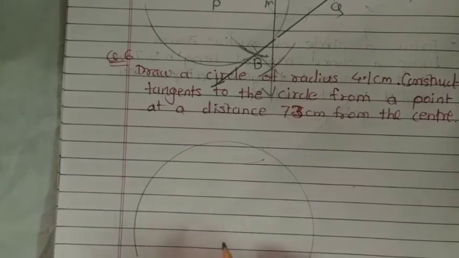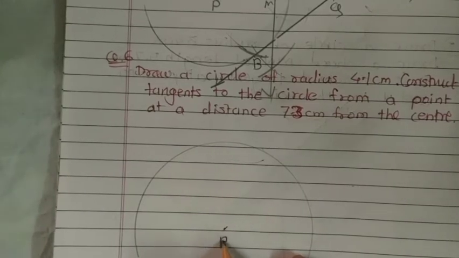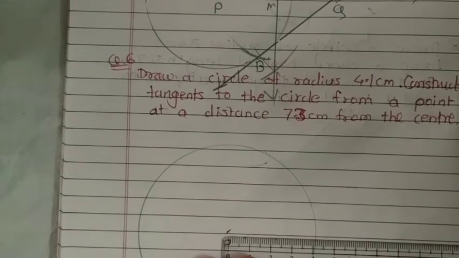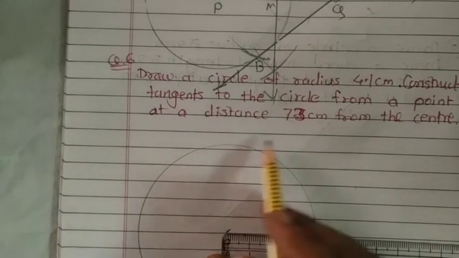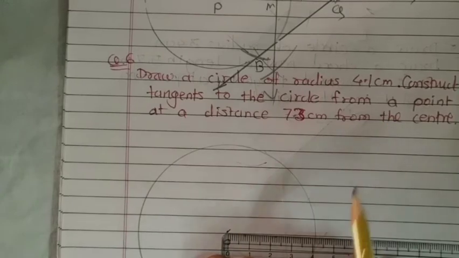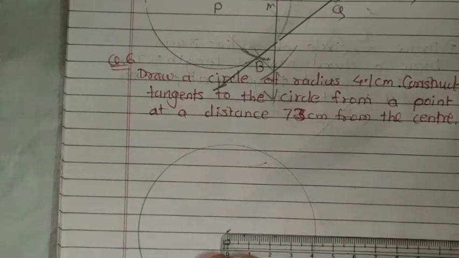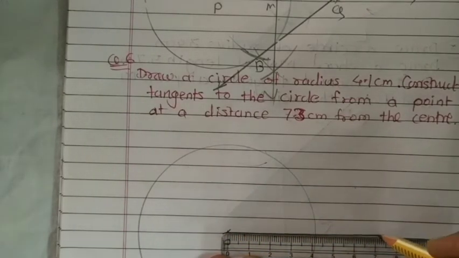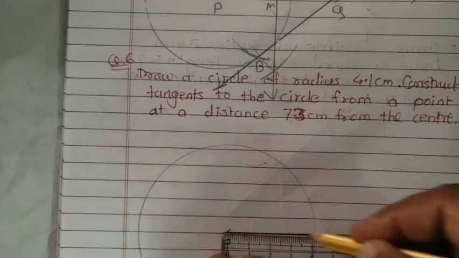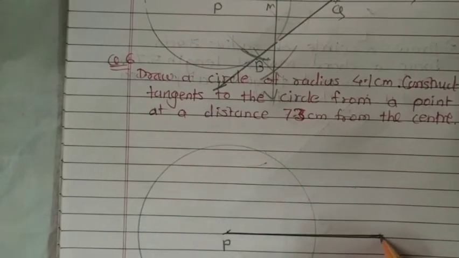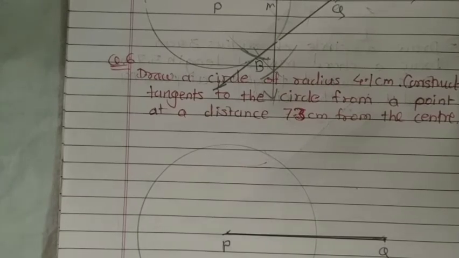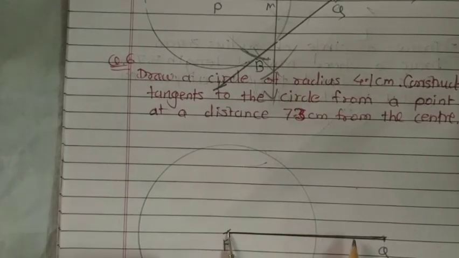Now suppose this point is P, the center, which is not given. We have to assume any point. From this point P, the other point will be at a distance of 7.3 from it. This is 7.3. We draw this line segment. This is the point Q. Again we bisect this segment PQ.